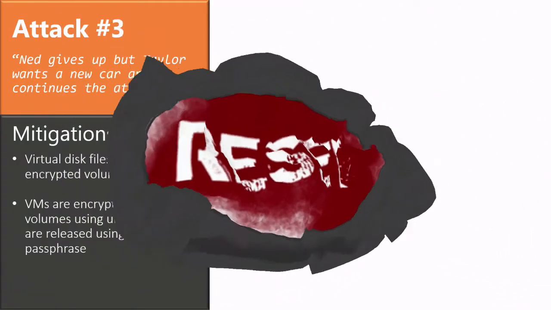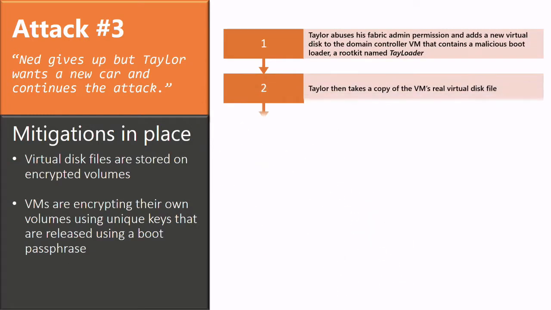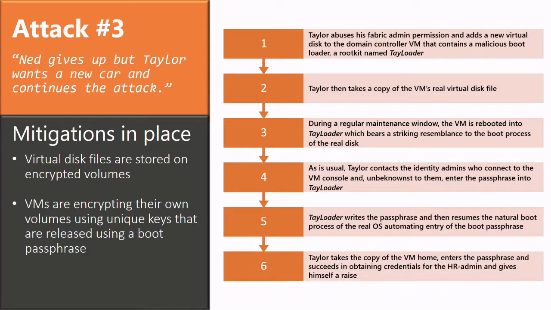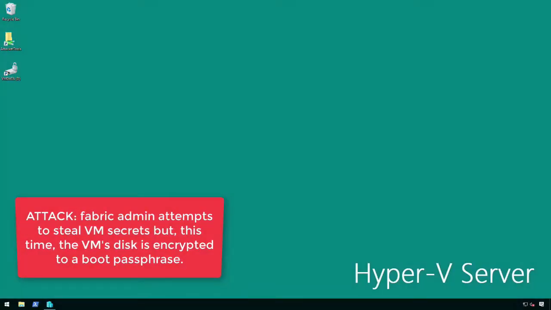So we reset. We've got those mitigations in place. Ned's given up, but Taylor still wants his new car, so he wants to get that pay rise. He abuses his Fabric admin permissions and adds a new bootloader. Let's call that Tayloader. So what does he do with this? He basically creates an ISO containing malware that's got boot componentry in it that looks like the BitLocker boot screen asking for the BitLocker password. And he adds that to the VM and then waits for a natural servicing window to occur.